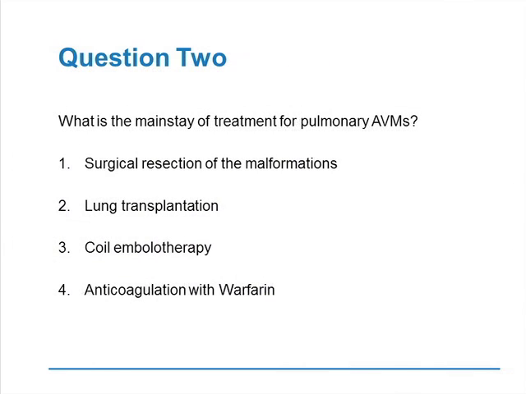So question 2, we've spoken about assessing response to therapy, but what is the mainstay of treatment for pulmonary AVMs when it's identified? Number 1, surgical resection of the AV malformations. Number 2, lung transplantation. 3, coil embolotherapy, or 4, anticoagulation with warfarin. And the answer is 3, coil embolotherapy.